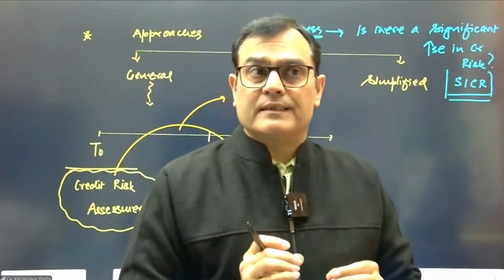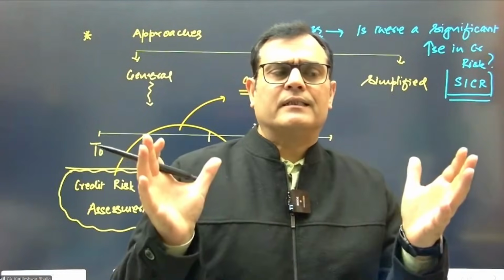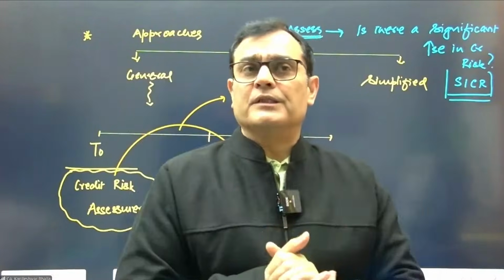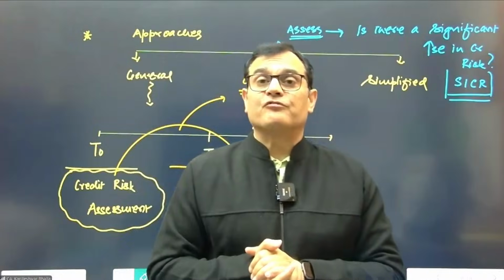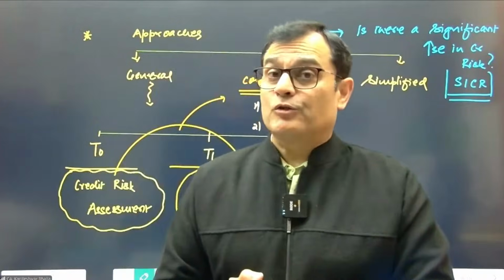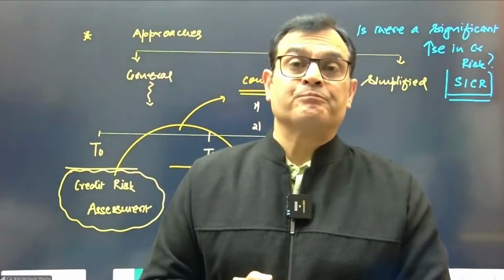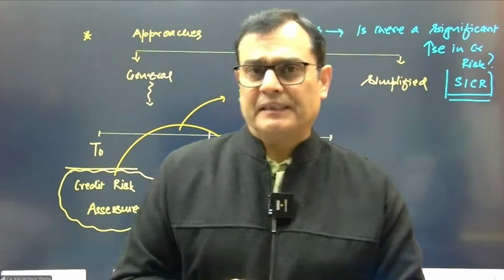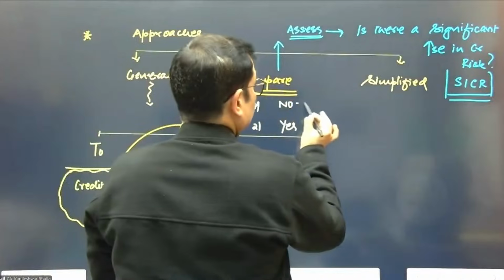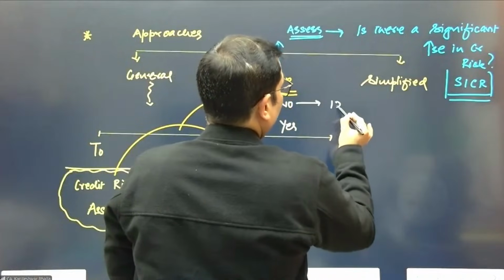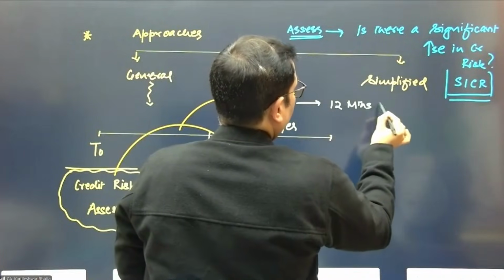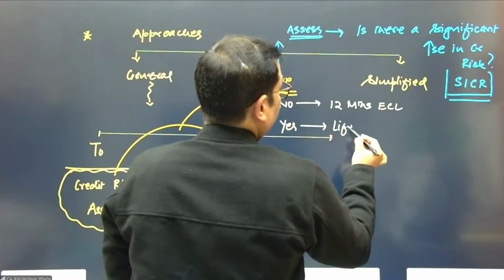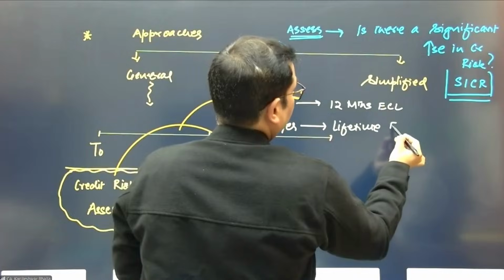So once I sit down and I say, no, there is no significant increase, I think the credit risk is not significantly increased, or the credit risk is significantly increased, which means the possibility of a default occurring has either gone up substantially, or has not gone up significantly. Now, if you say no, it has not gone up significantly, we are supposed to apply what is called a 12 months ECL. And if you say yes, we are supposed to apply what is called a lifetime ECL.